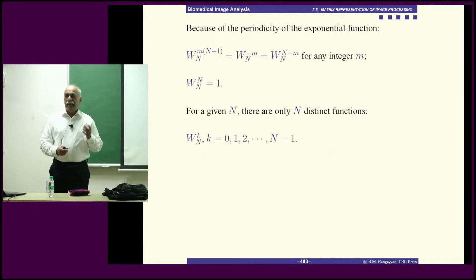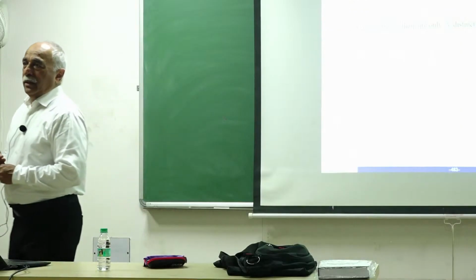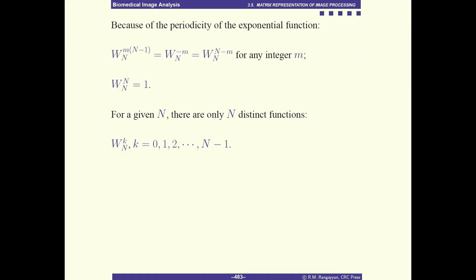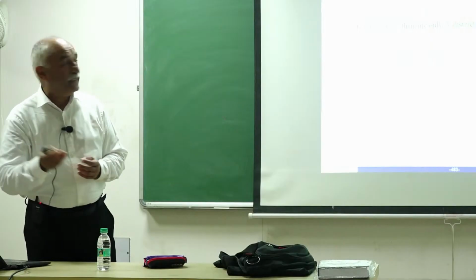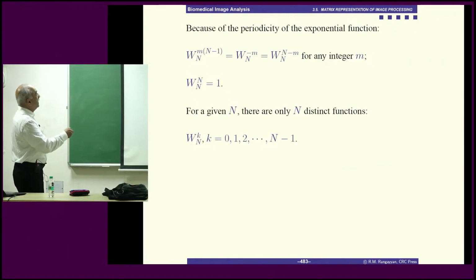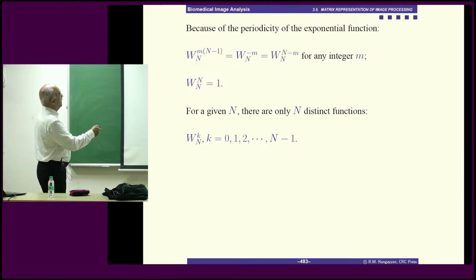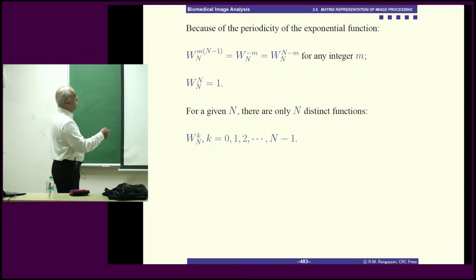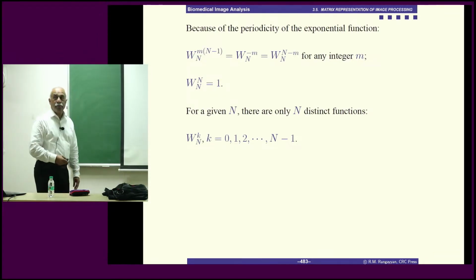Now there are some advantages with the sinusoids. There is some repetition of the same values. That is how you get the advantage in FFT, by making use of periodicity and the relationship between the sine and cosine functions. So because of periodicity, W_n to the power of m times n minus 1 is the same as W to the power of minus m, or W to the power of n minus m, or any integer m. So multiplying by an integer doesn't change. And W to the power of n is equal to 1.